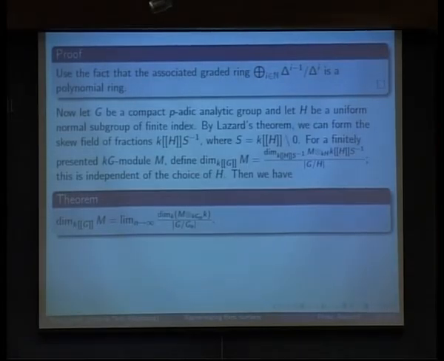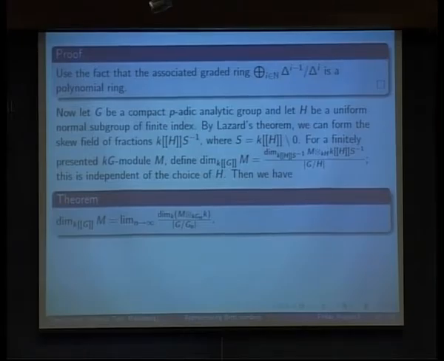So now, let G be a compact p-adic analytic group and let H be a uniform subgroup of finite index. By Lazard's theorem, you can form the skew field of fractions KH S^{-1}, where S is the non-zero elements of KH. And then for a finitely presented KG-module M, you can define the dimension over K⟦G⟧ of M.